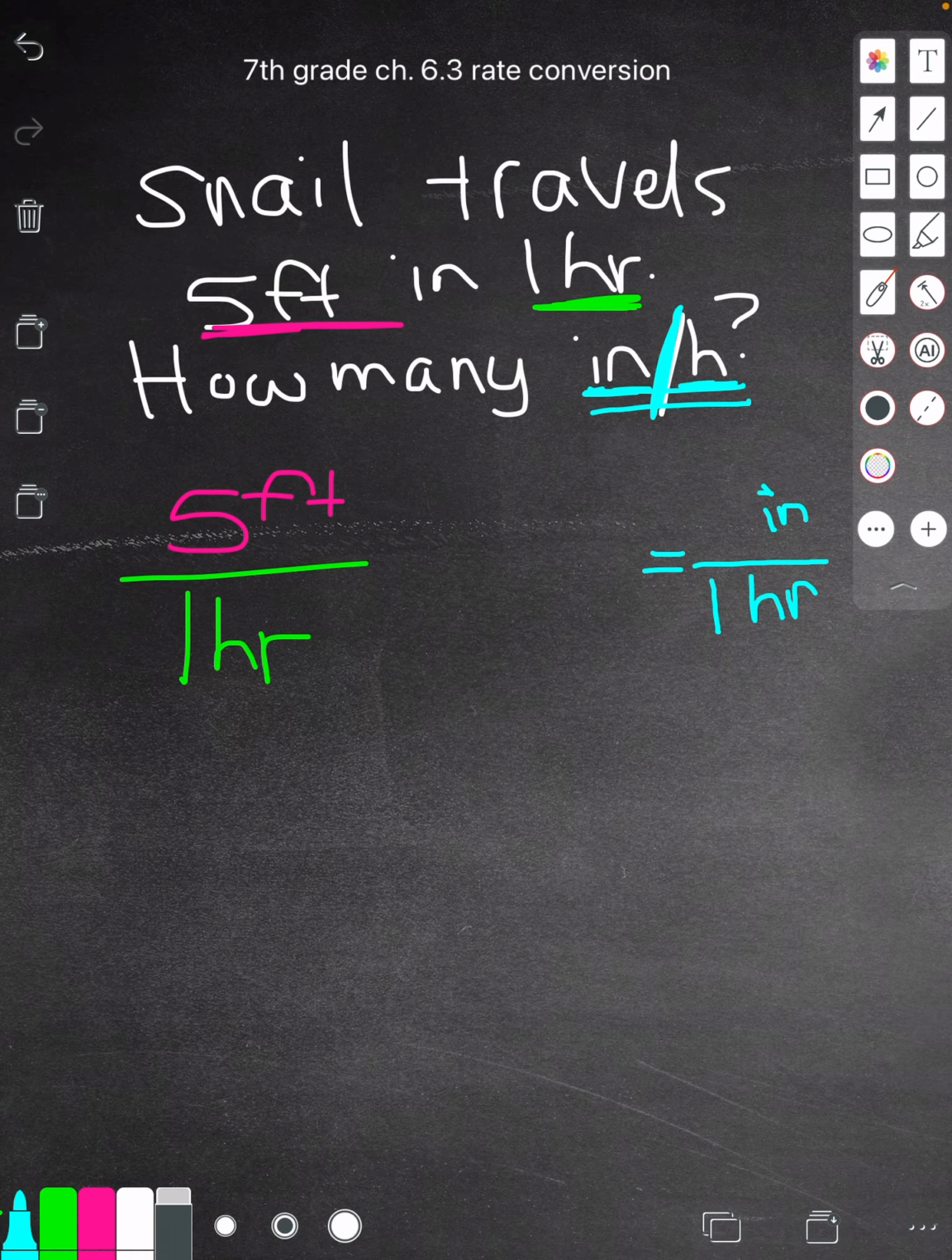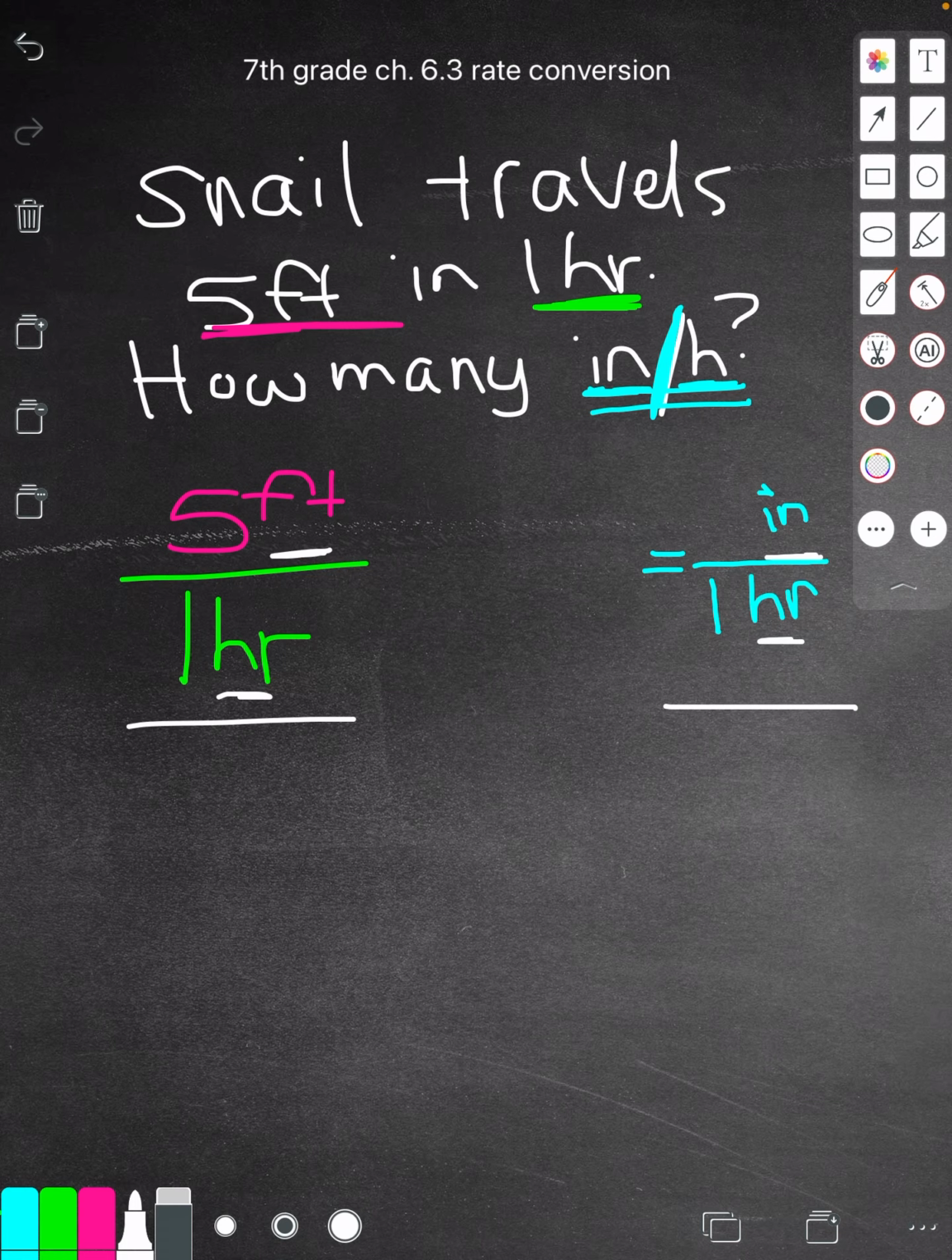So now, looking at what I have according to the problem on the left, what is changing to get to my answer? Well, if I look at hour and hour, those are the same. Okay, so there's nothing that I can do about that. That's exactly the way that I want it to be. Feet is in my original problem. Inches is in my answer. That's the difference here. We're changing feet into inches.